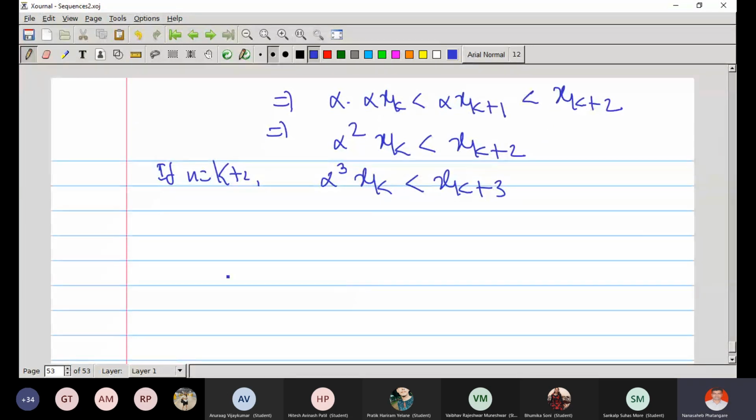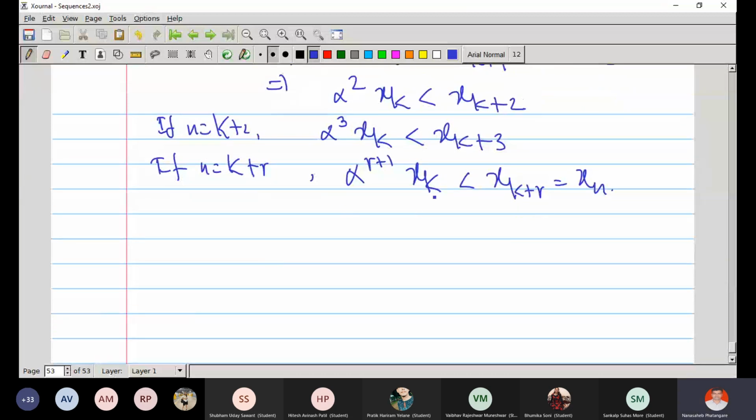Yes. So in general, if n is equal to k plus r, then what will be the relation? Alpha raised to r times x_k is less than x_{k+r}, which is x_n, right? And x_k is a very fixed number. k is a fixed number, so it is a very specific term, right? So in general, it would be x_{k+r+1}.